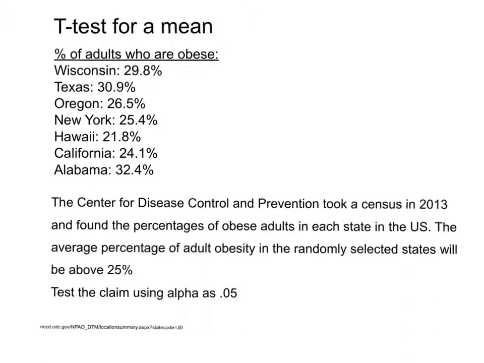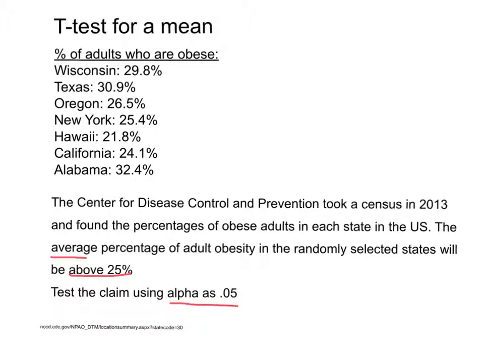This is a t-test problem. The Center for Disease Control and Prevention took a census in 2013 and found the percentages of obese adults in each state in the United States. The average percentage of adult obesity in the randomly selected states will be above 25%. Test the claim using alpha as 0.05.